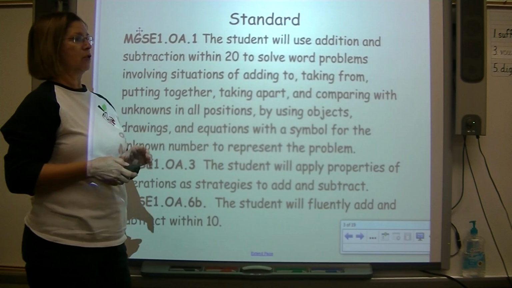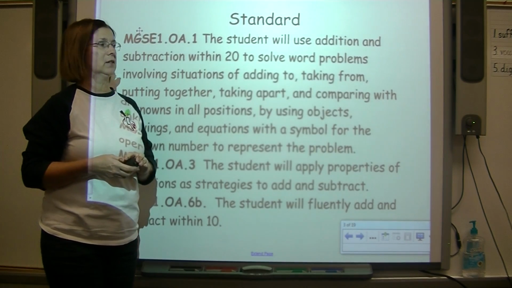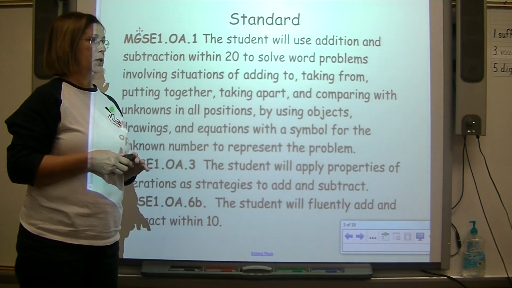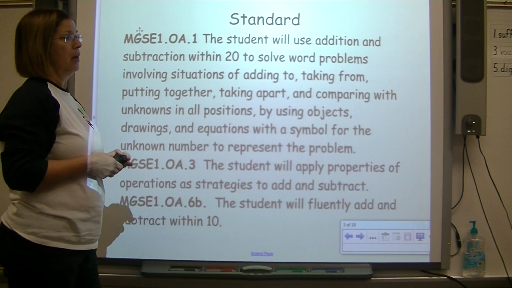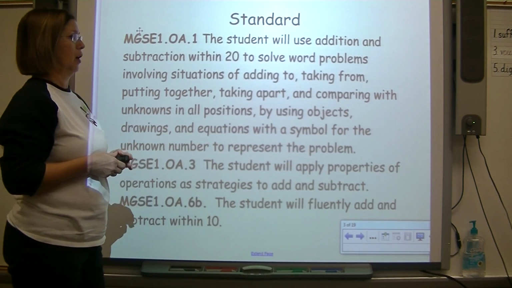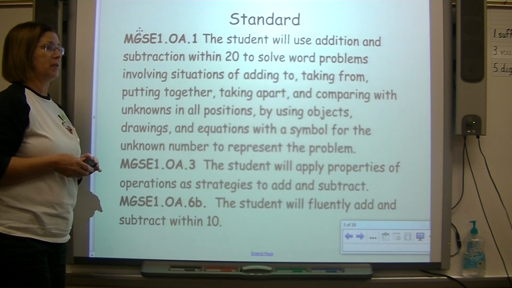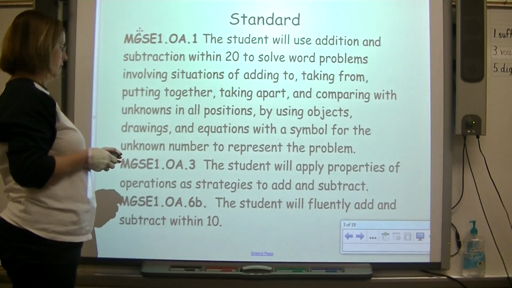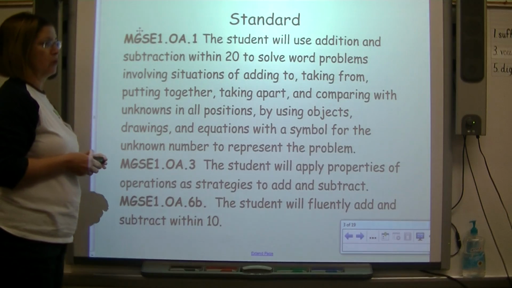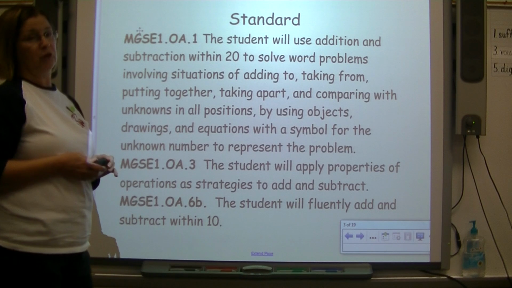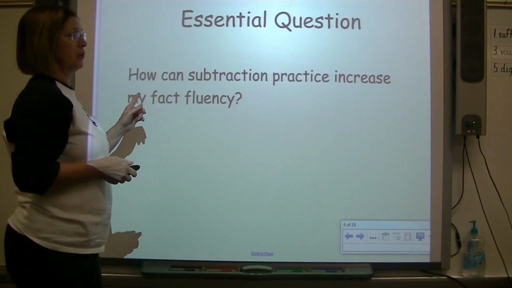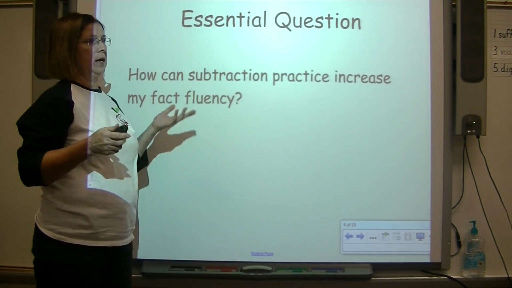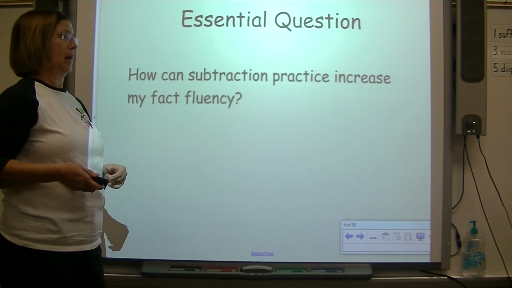The standard for the lesson is the student will use addition and subtraction within 20 to solve word problems involving situations of adding to, taking from, putting together, taking apart, and comparing with unknowns in all positions by using objects, drawings, and equations with a symbol for the unknown number to represent the problem. The student will apply properties of operations as strategies to add and subtract, and the student will fluently add and subtract within 10. Our essential question says, how can subtraction practice increase my fact fluency? Every day we say, the more we practice, the better we get.